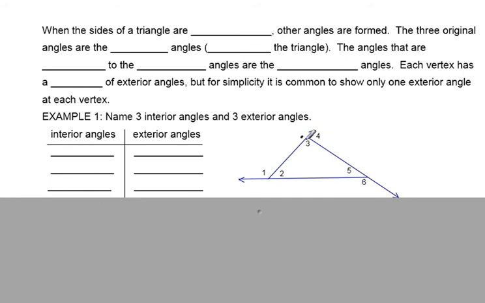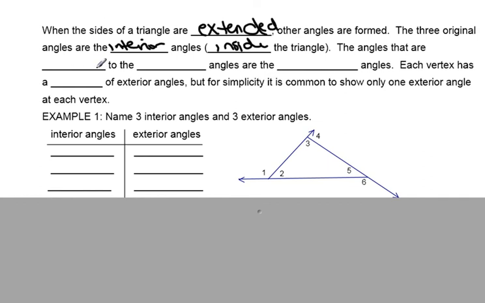All right, we can extend the sides of a triangle. So if you take this triangle here and start extending the sides, see how there's arrows here? If we extend the sides of a triangle, you have other angles that are formed. The three original angles before we extended those sides are called the interior angles. So 2, 3, and 5. Interior means they're inside the triangle.